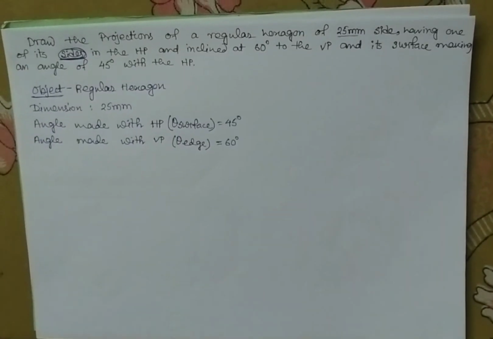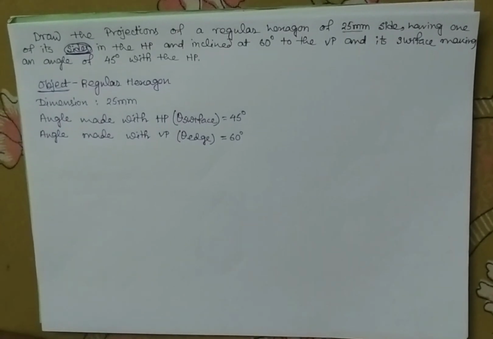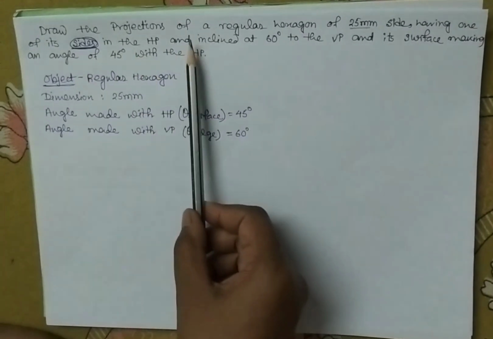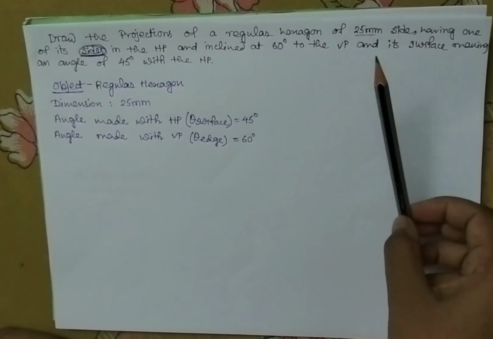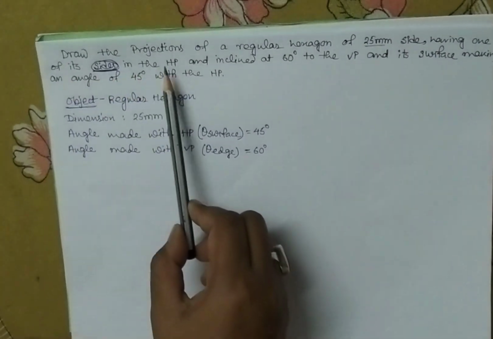Okay, so now I am going to explain a problem of projection of plane, and here the plane is hexagon. First read the problem. Draw the projections of a regular hexagon of 25 mm side. The side of the hexagon is given as 25 mm, having one of its sides in the HP.